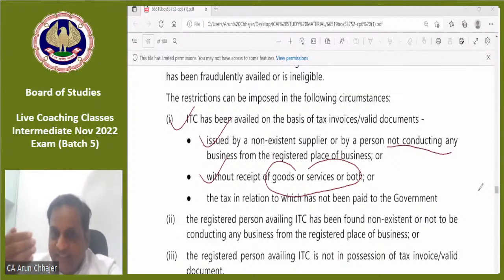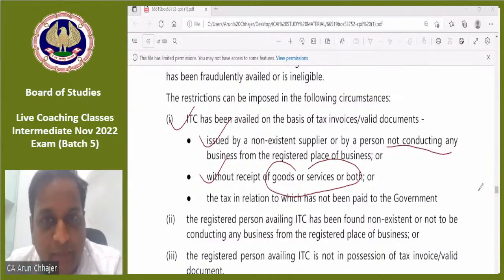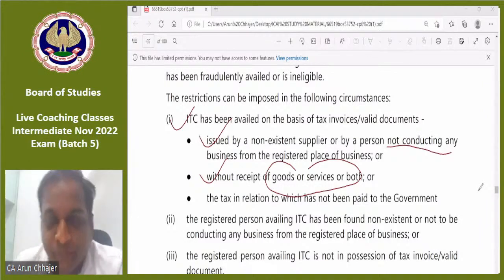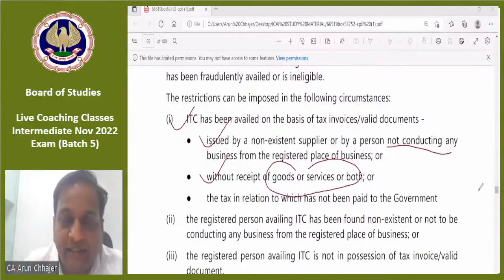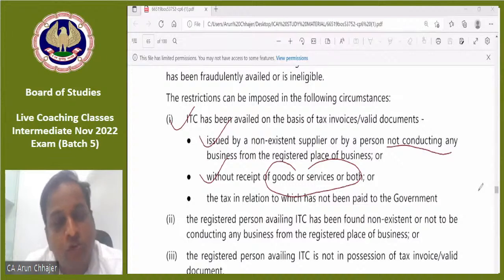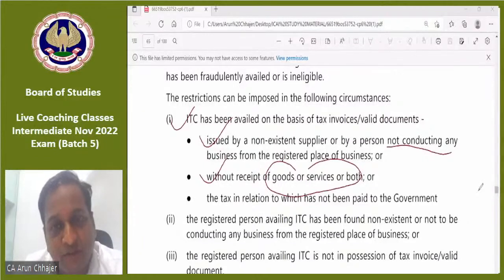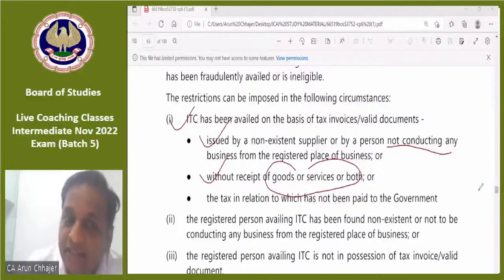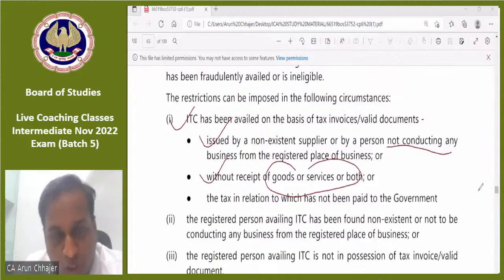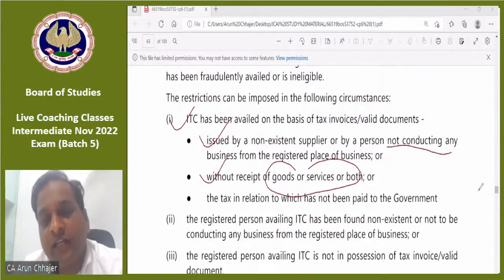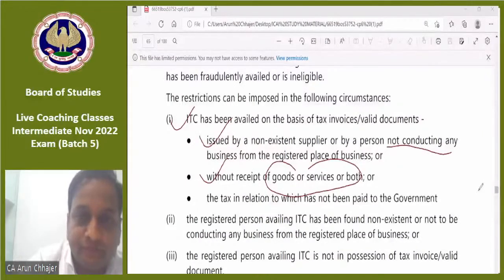It means ITC has been taken, say Mr. A is a supplier, Mr. B is a customer. So B has taken the ITC without actual receipt of goods. Or the supplier Mr. A is not actually doing the business. It was not in existence. It is only the bogus invoice. Third is tax in relation to which has not been paid to the government. Or the tax which has been mentioned is not at all paid to the government.